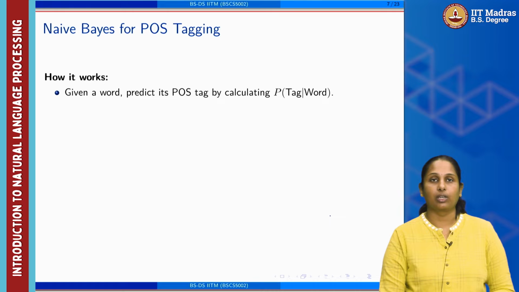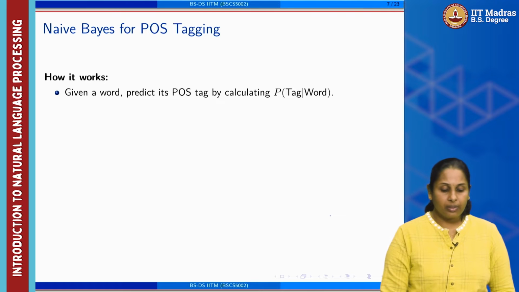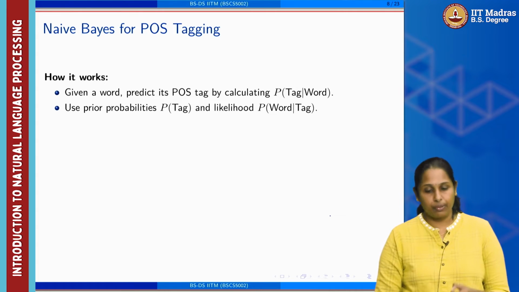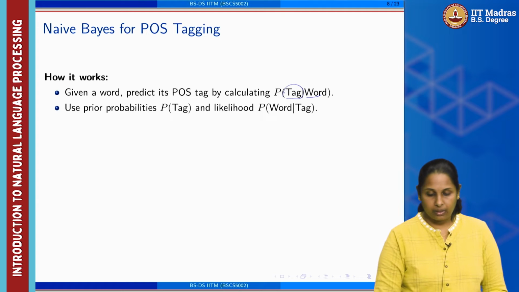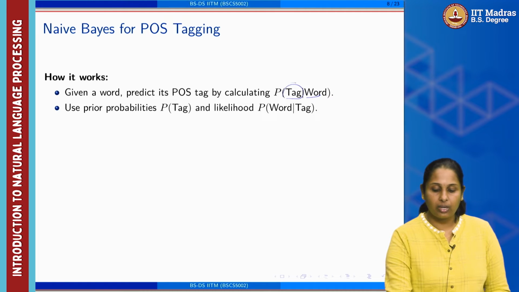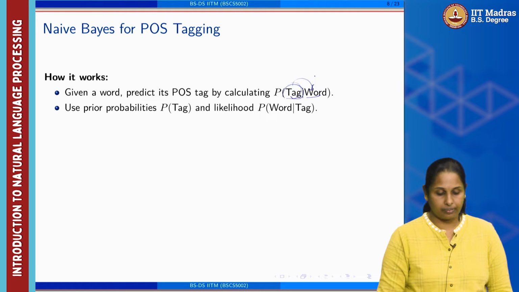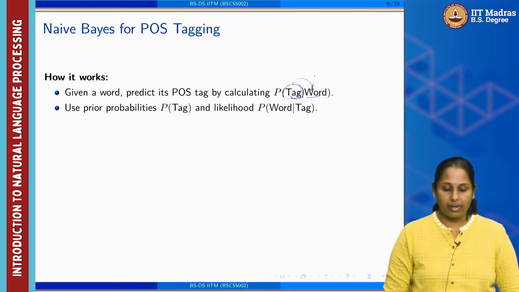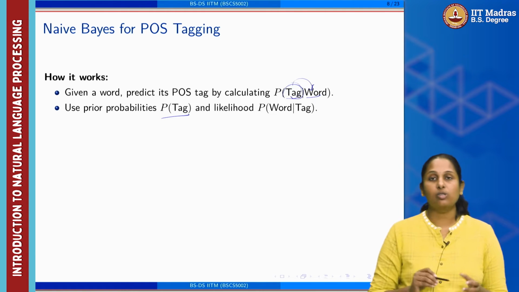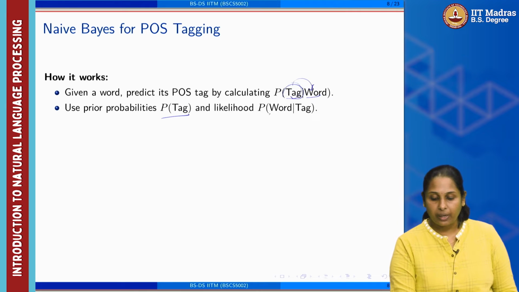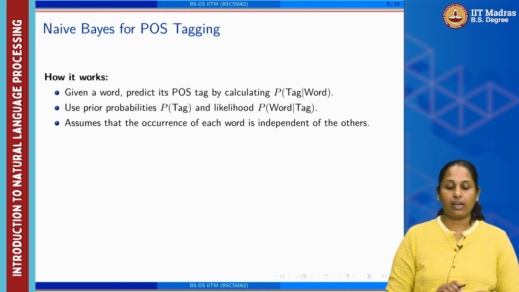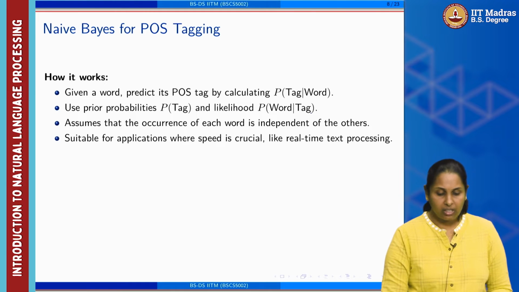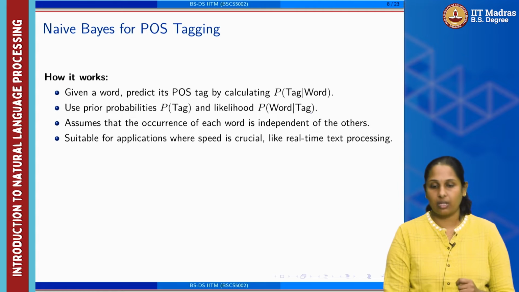Now, how does it actually work? Let's start step by step. Given a word, we have to predict its POS by calculating the probability of that particular tag given the particular word. We also have to use prior probabilities, like the probability of that tag, and also the likelihood, that means how many times this particular word occurs with this tag. It assumes that the occurrence of each word is independent of each other. Again, independence is one of the key features in naive Bayes.